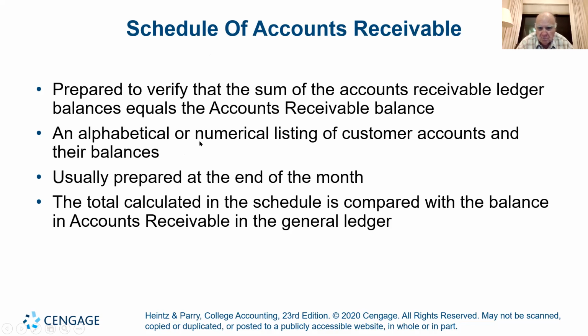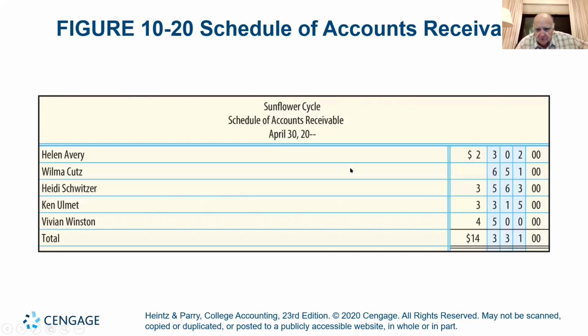Could be alphabetical, numerical, you can do it any way you want. Do it at the end of the month, but you might do it every so often. Sometimes the boss will come out there and say, show me who owes us money right now. And that total has to equal the general ledger.